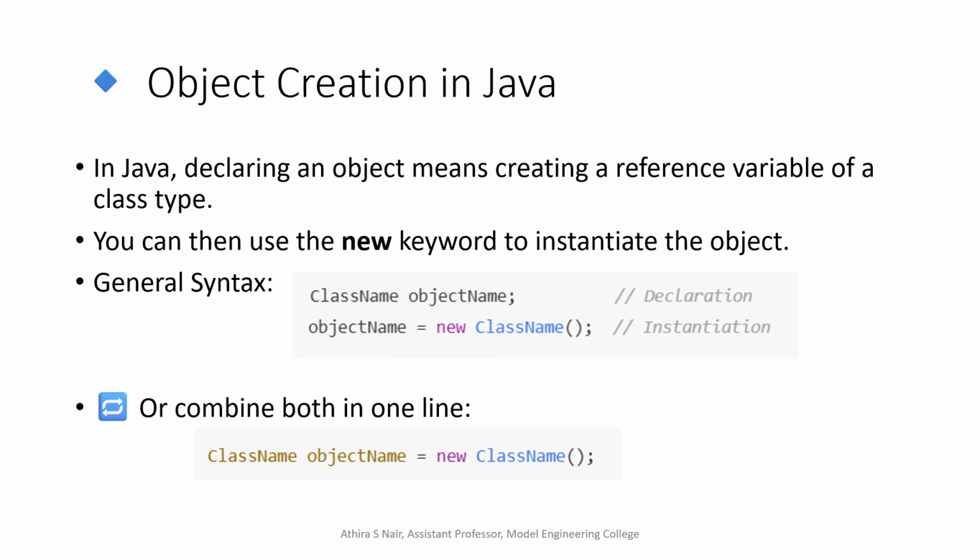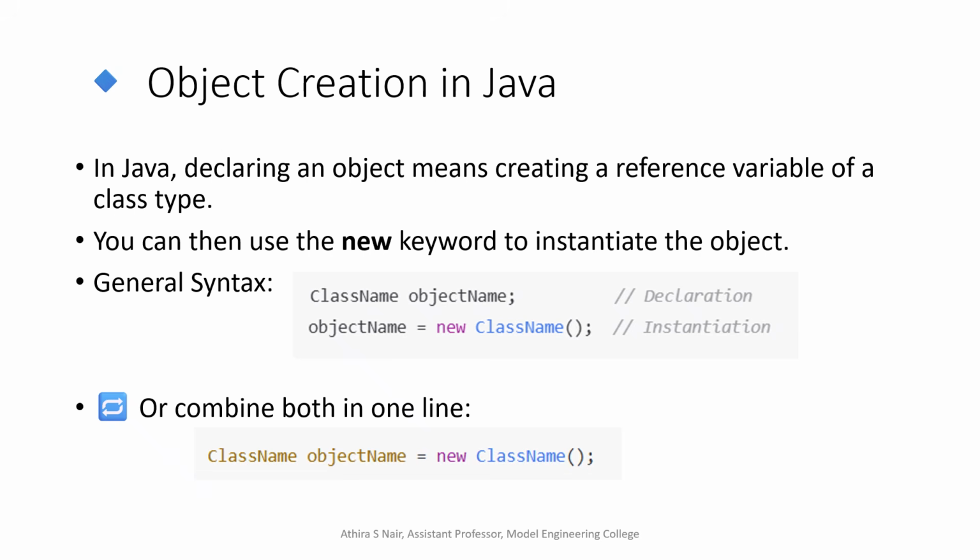Next is object creation. Objects are created using the new keyword, and declaring an object means we are creating a reference variable of a class type. So this is the general syntax. How do we declare this? We write the class name and then the object name, and we can instantiate it by writing the object name equals new keyword and then the class. We can also combine both in one line: class name, object name equals new class name.